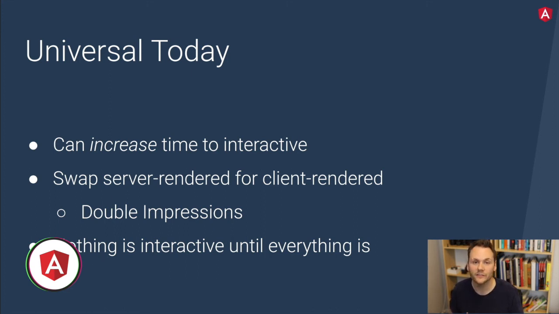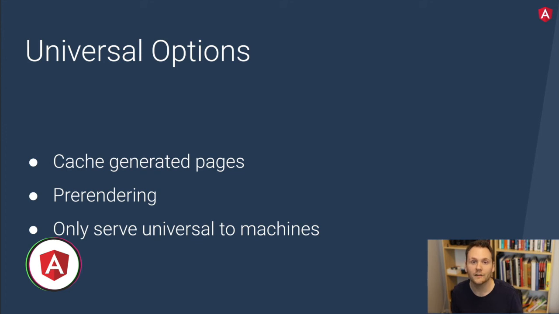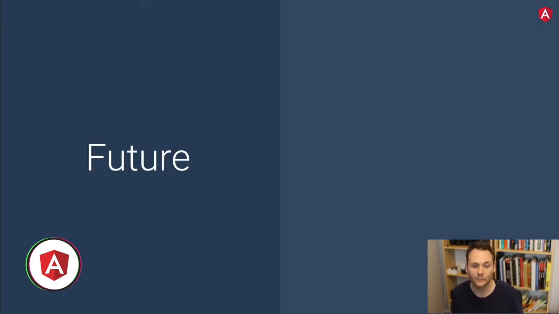And generally, nothing is interactive until everything is, right? It is not a progressively loaded application. But there are a lot of options that you have as a developer. You can think about the user experience you're trying to build. So you can cache generated pages, you can take advantage of pre-rendering, or you could do something like only serve Universal versions of an application to a machine, to something that doesn't know how to parse and run JavaScript.